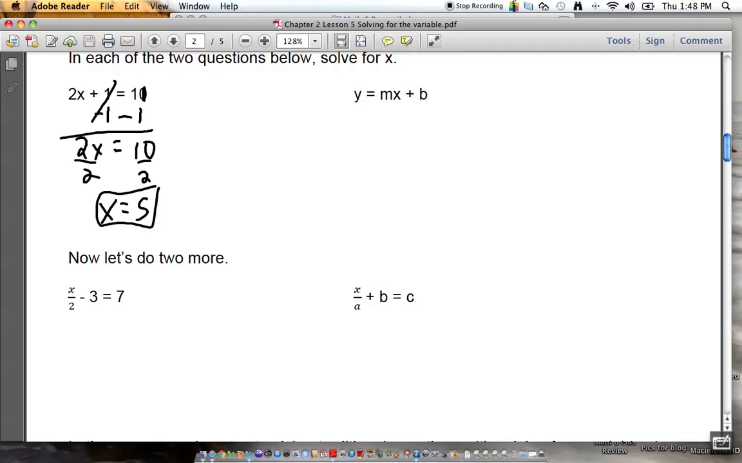Now I want you to solve this one. Don't you kind of look at this one and say to yourself, what do we do? There's too little information. I need more.